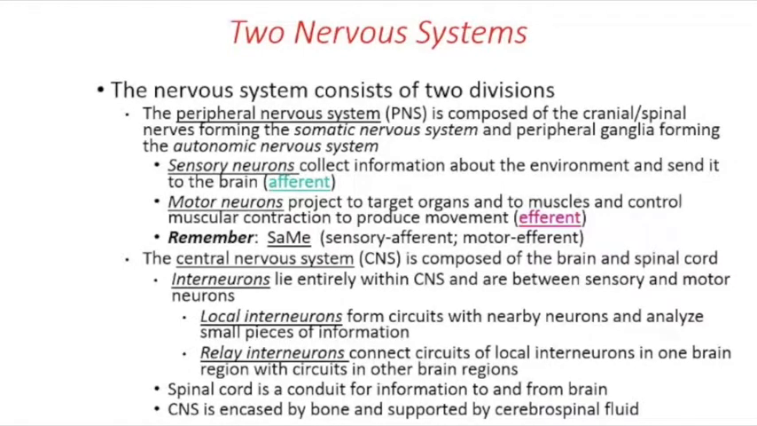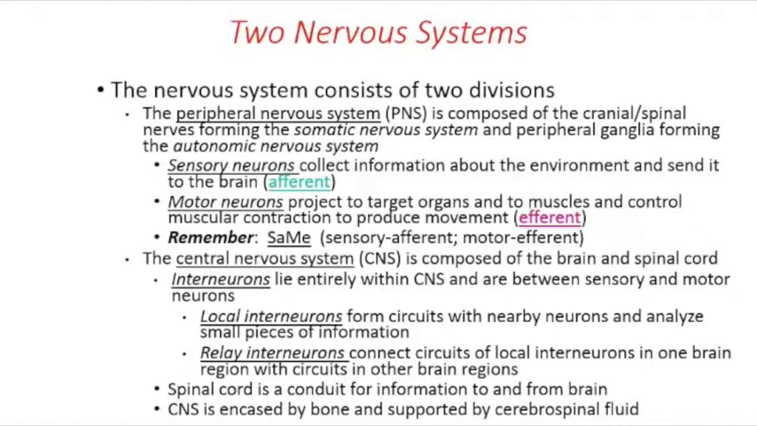There are two different kinds of interneurons. We have the local interneurons that form circuits with nearby neurons, and they analyze small pieces of information. And then relay interneurons connect circuits of the local interneurons in one brain region with circuits in other brain regions. So these relay interneurons help connect various circuits of the local interneurons so that they can communicate and talk to each other.